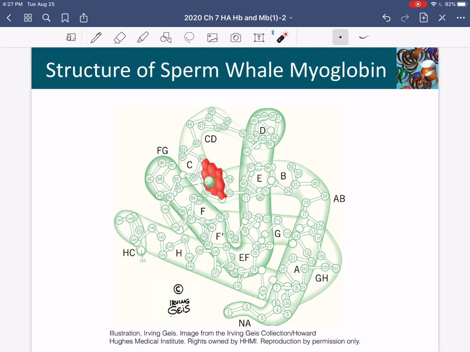myoglobin. All right, so the myoglobin structure has an A helix, an AB connector, a B helix, a BC connector, which is behind, a C helix, a CD connector, and so on. EF, F prime, FG, GH, and H, and the C terminus.